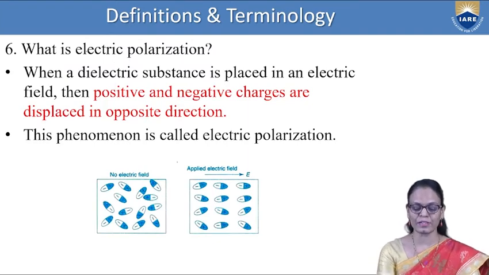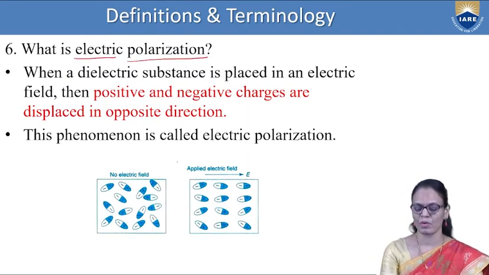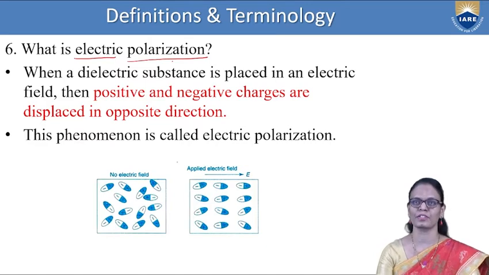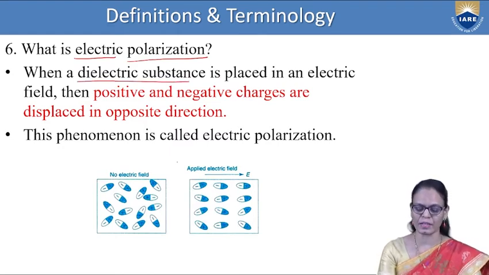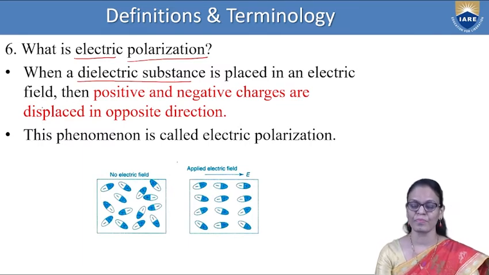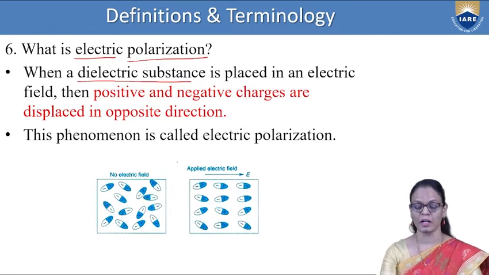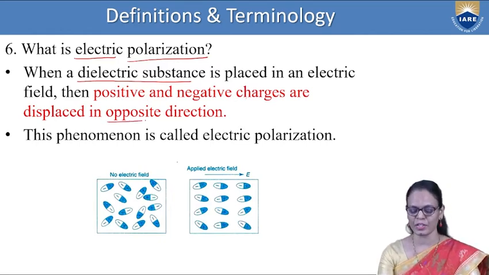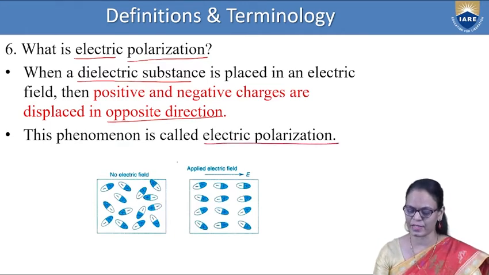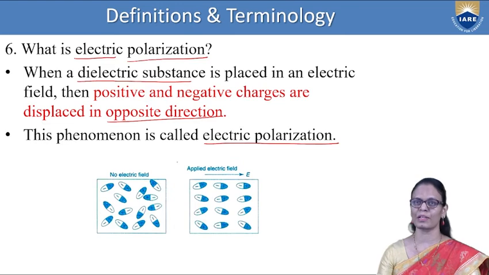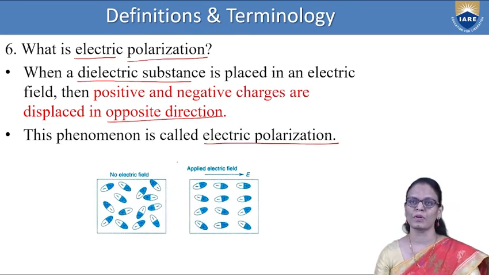Now what is electric polarization? When a dielectric substance is placed in an electric field, then what happens? The positive and the negative charges are displaced in opposite directions. And this phenomenon we call electric polarization.